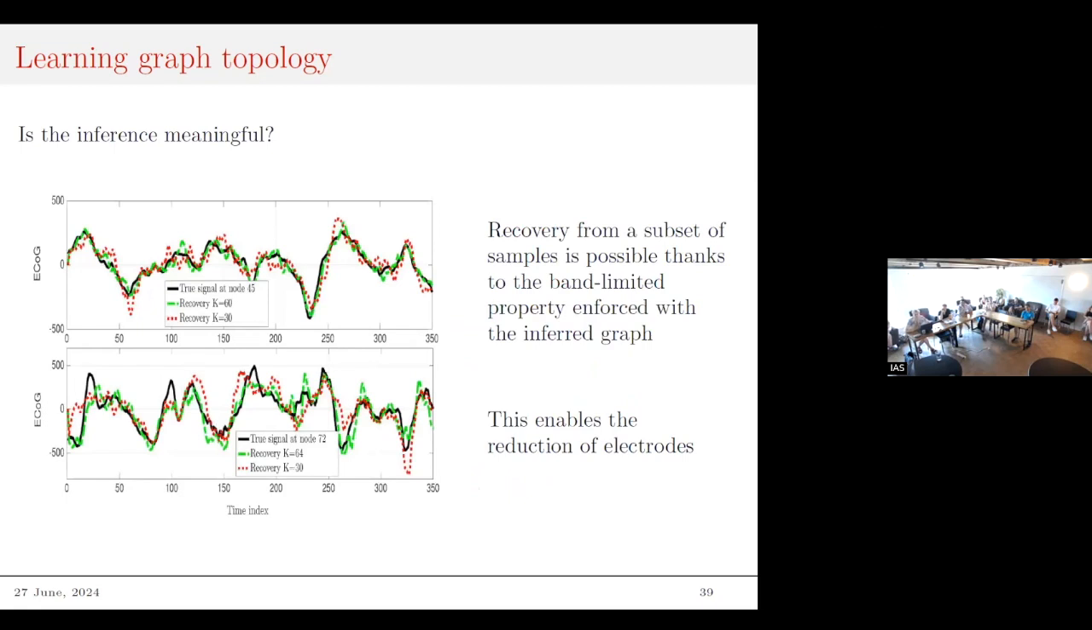Is the inference meaningful? To test if the inferred graph is meaningful, we apply sampling theory and recover the observed signal of two nodes, in this case node 4572. We can see that the recovered signal is very similar. There is a small error with respect to the true signal, so the inferred graph is meaningful.